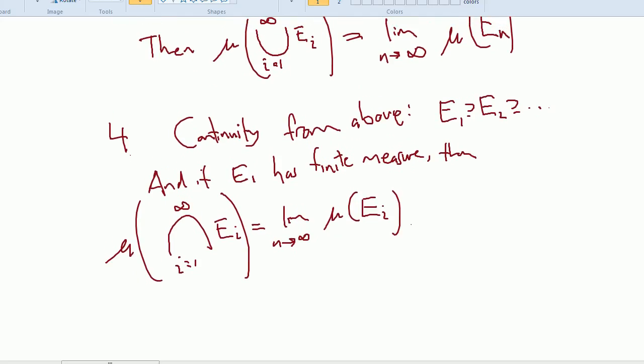Alright, property number 4, continuity from above. We're actually going to use continuity from below to prove this. But let's assume that e sub 1 has a finite measure. Then we don't have to deal with an infinite case, which is kind of nice. We can just deal with the finite case.